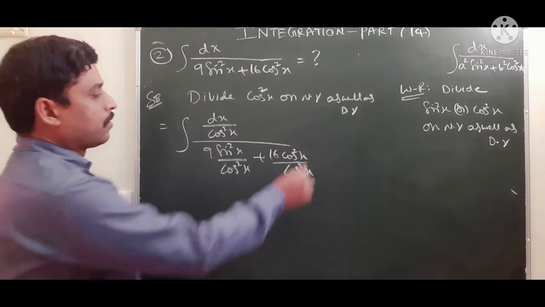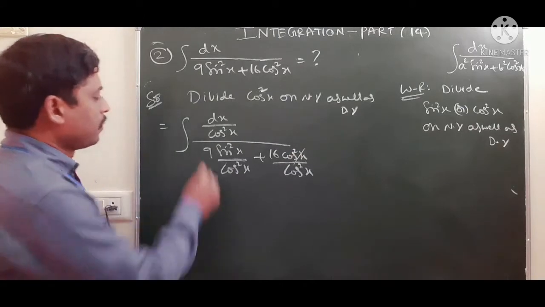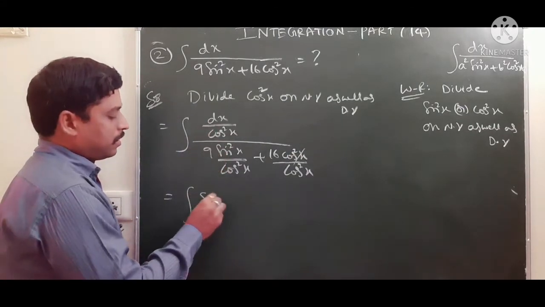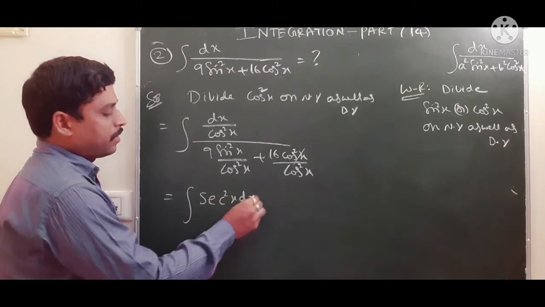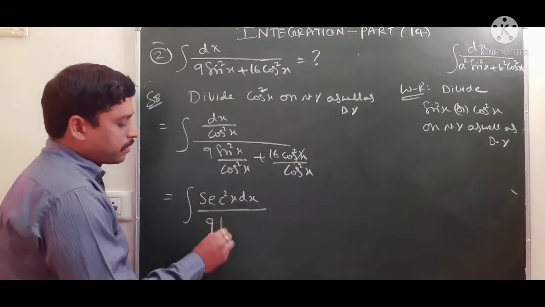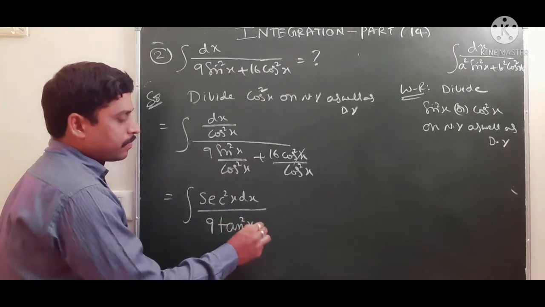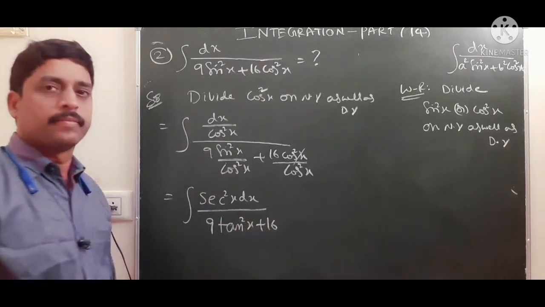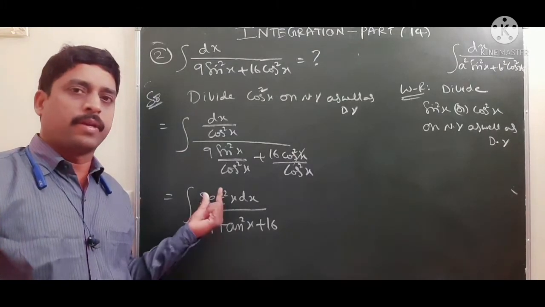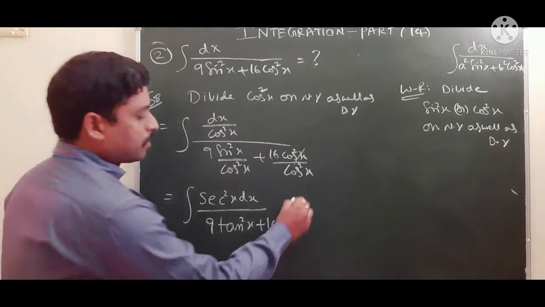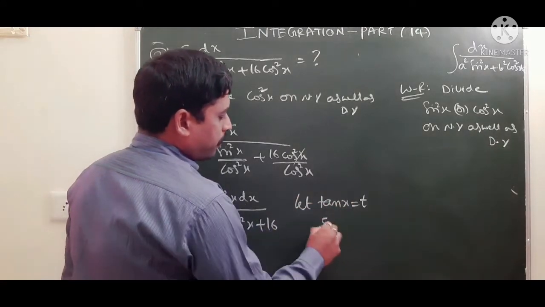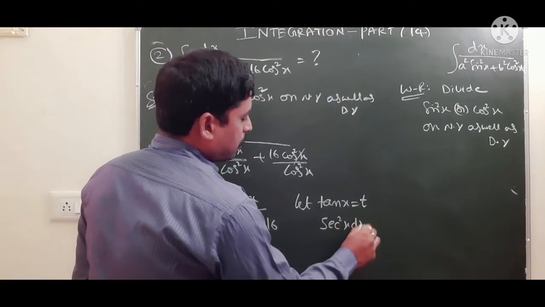Okay, now cos square x get cancelled. Now I say that 1 by cos square x, this is nothing but secant square x dx by, so 9 sin square x by cos square x value tan square x plus 16. So let us take tan x is equal to t because this derivative is there on numerator. This derivative is secant square x dx is equal to dt.